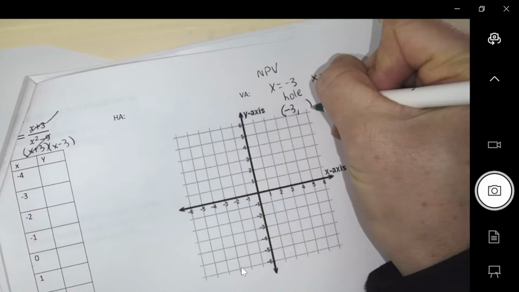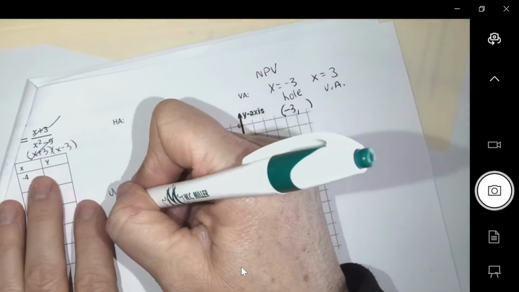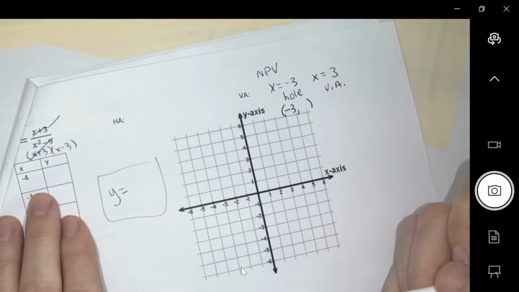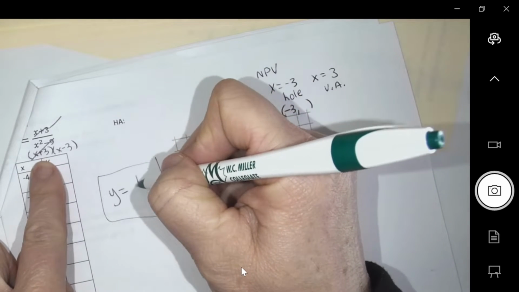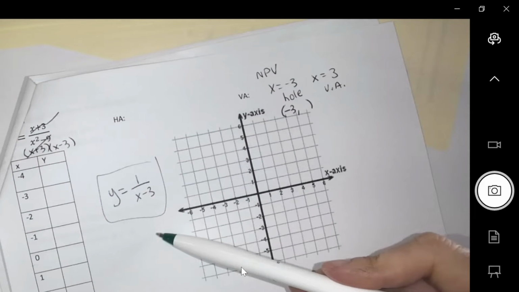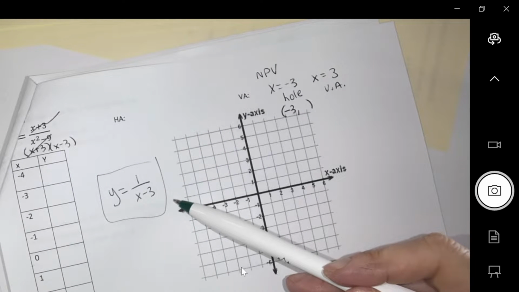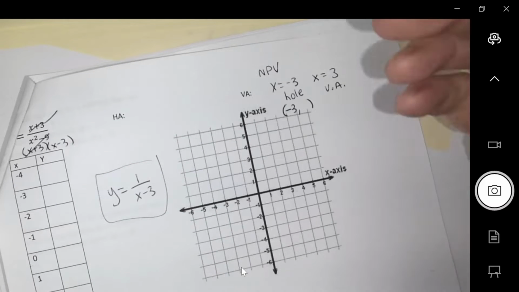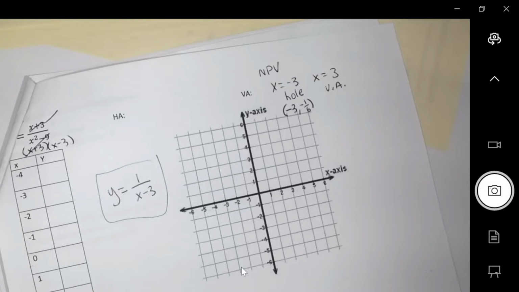Okay, let's go here. Let's get the coordinate of our hole. So the coordinate of the hole is -3, comma something. What is this equation after I canceled? 1 over x subtract 3 after I canceled. Can you insert -3 into that? Did you get -1/6? The bottom is -6.